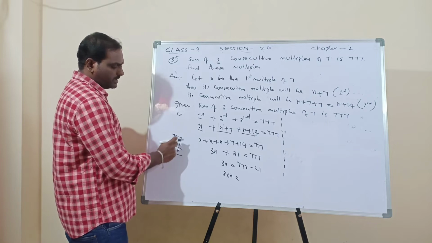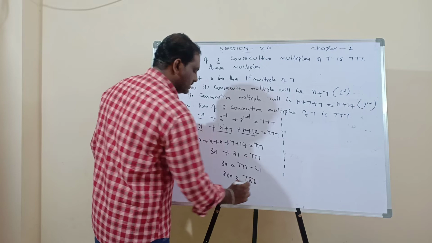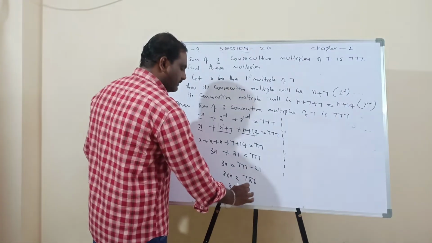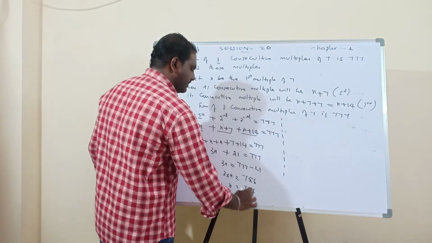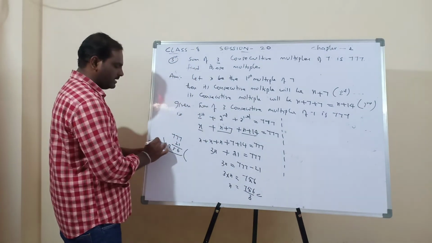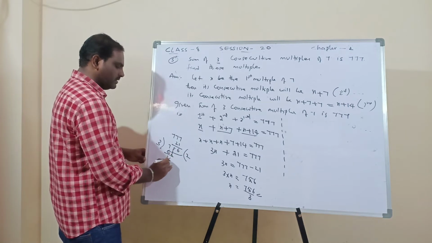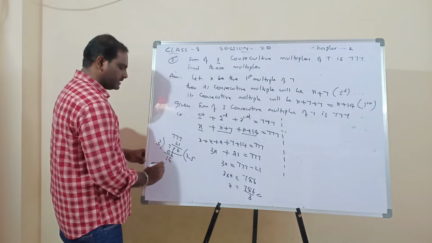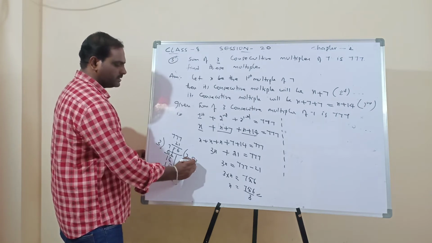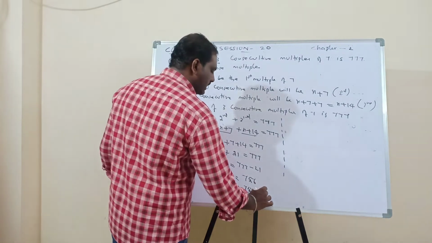How much was it? 777 minus 21 is 756. Now I want x. x is equal to 756 by 3. How much will I get? If I divide by 3, 3 2s are 6, remainder is 1, 15, 3 5s are 15, remainder is 0, and then 6, 3 2s are 6. How much was it? 252.